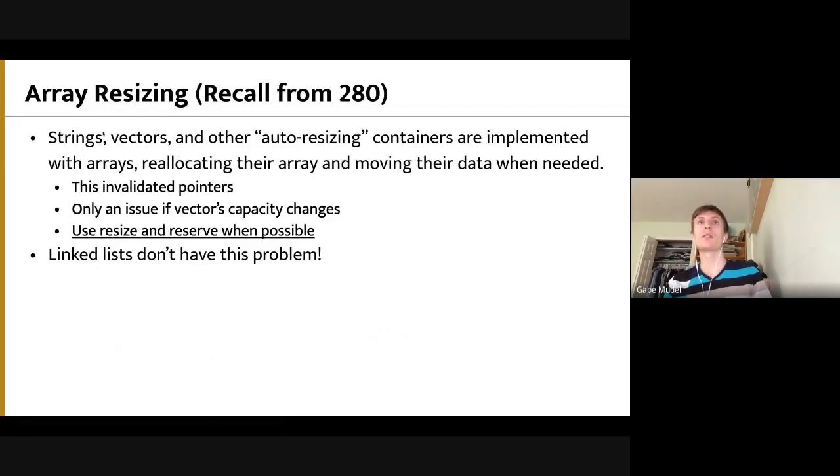Okay, moving on. We have array resizing from 280. You should remember this, as I've said. This is the growing operation when it's full. This is a thing with basically auto-resizing containers. It's done automatically for you with containers like strings and vectors.